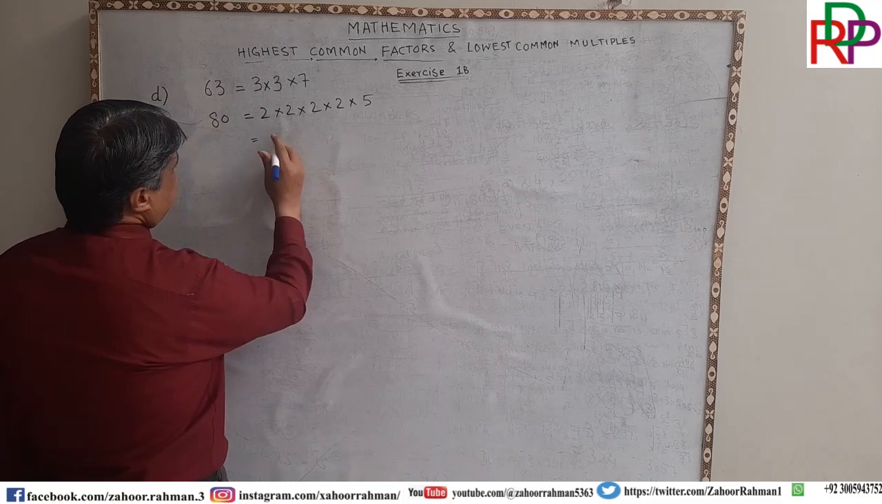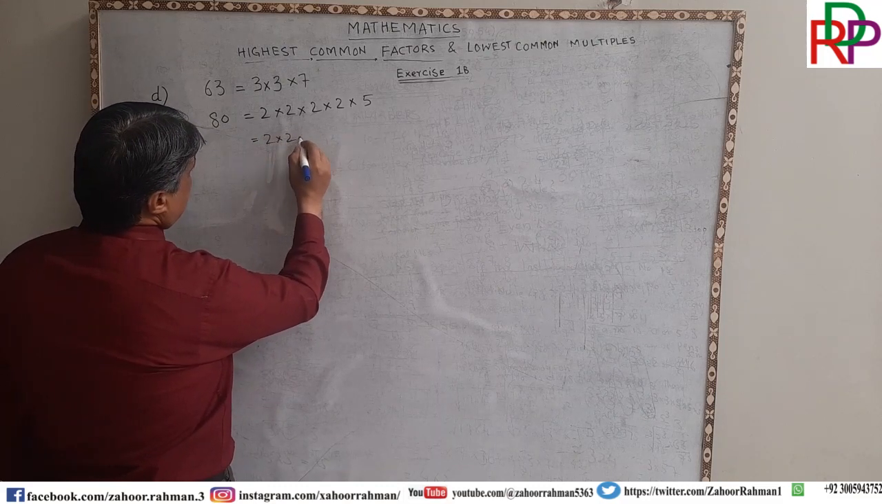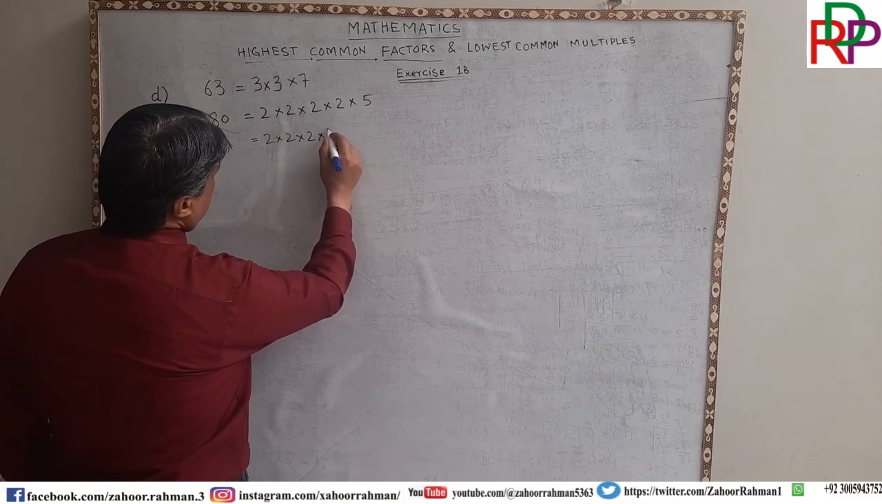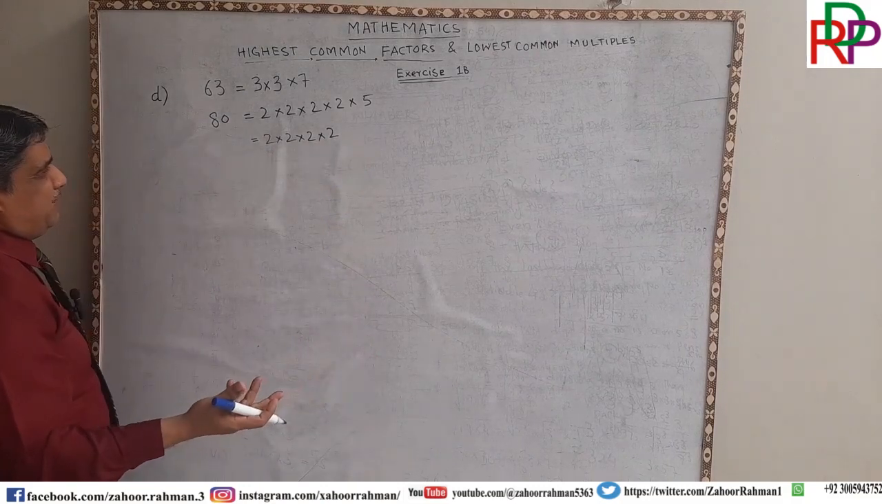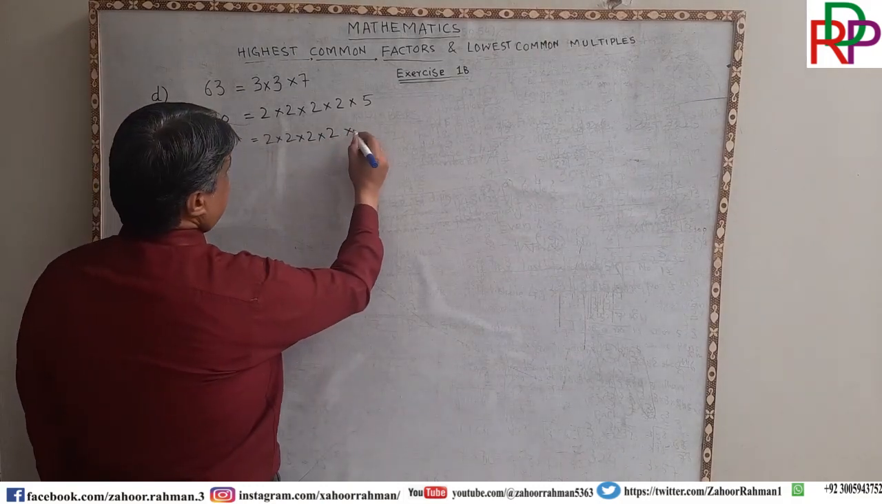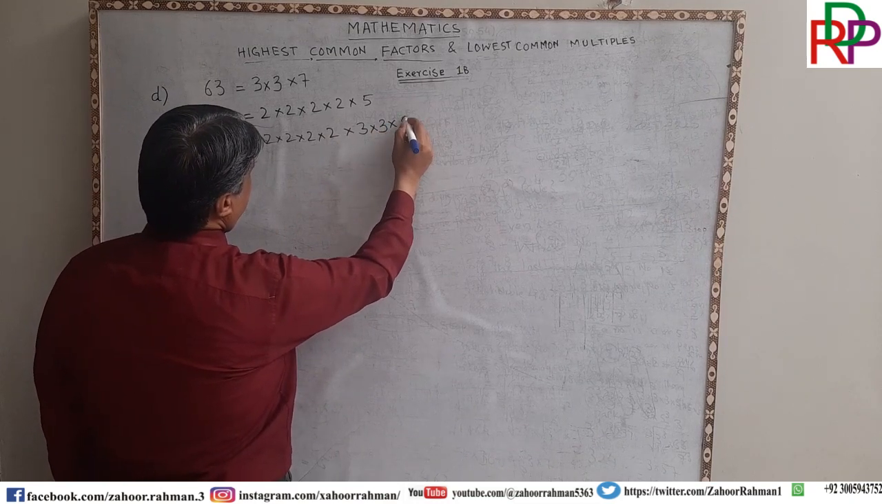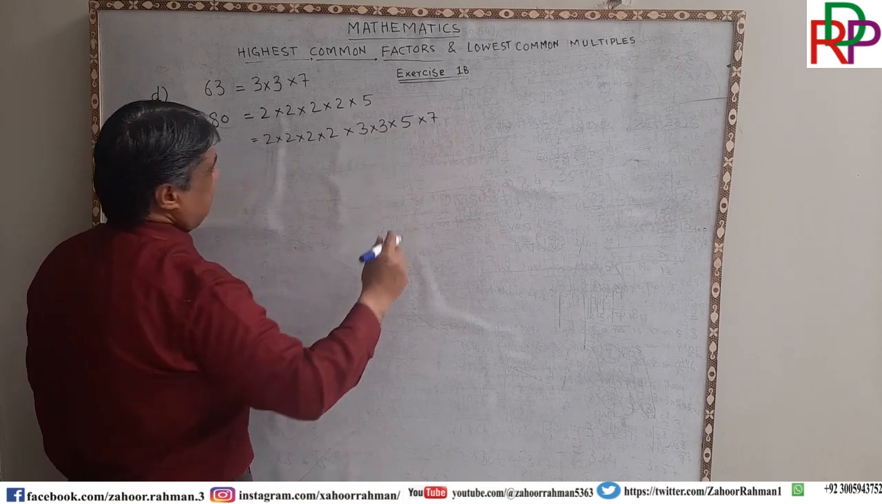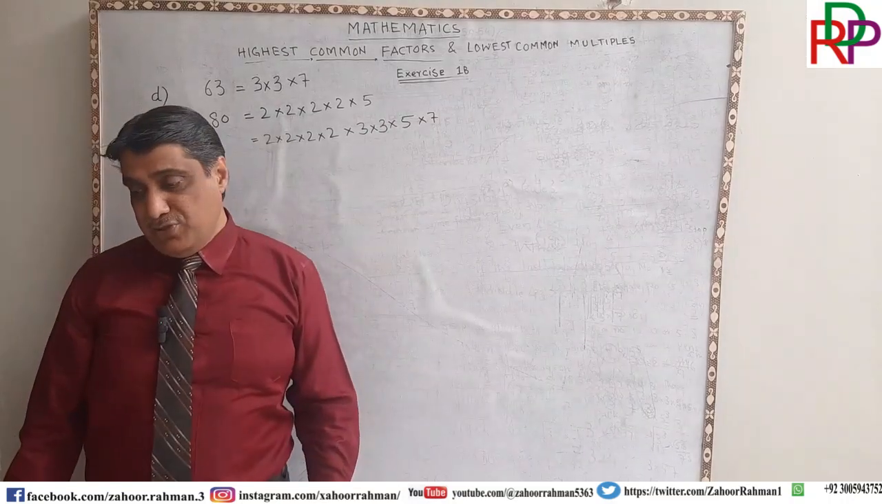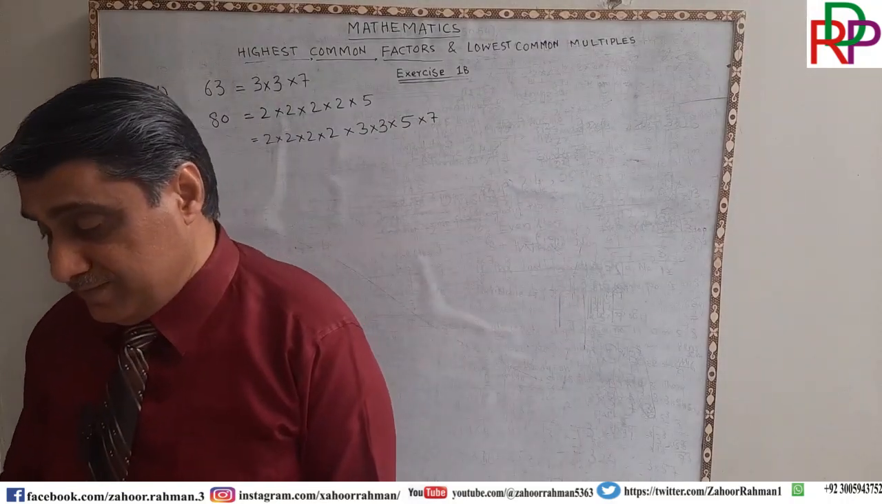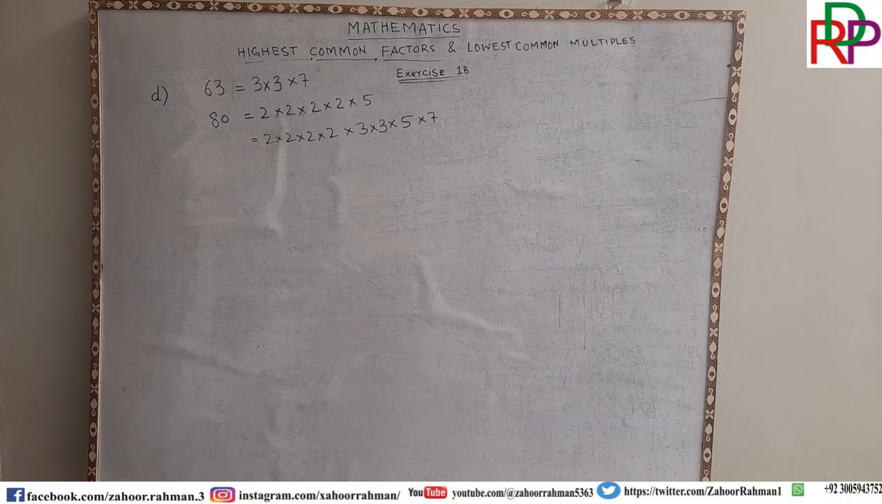First we are starting from 2. 2 into 2 into 2 into 2, you can write it as 2 raised to the power 4. And then 3 raised to the power 2, I am writing. And then 5 and then 7. Let me do it on the calculator.